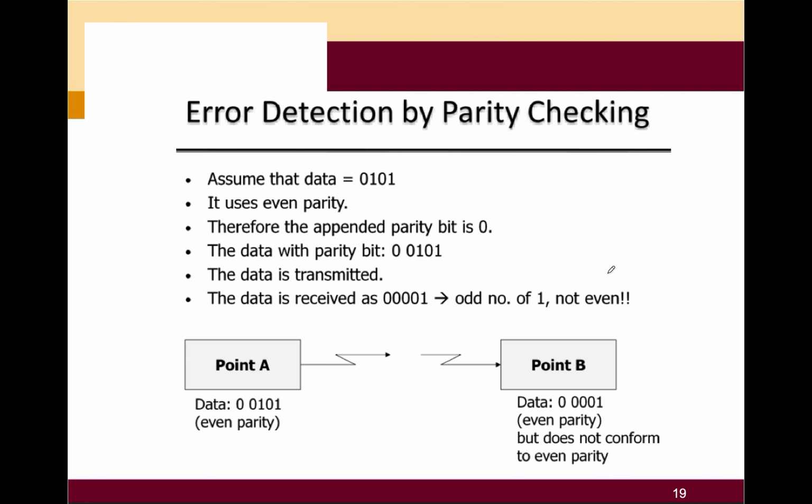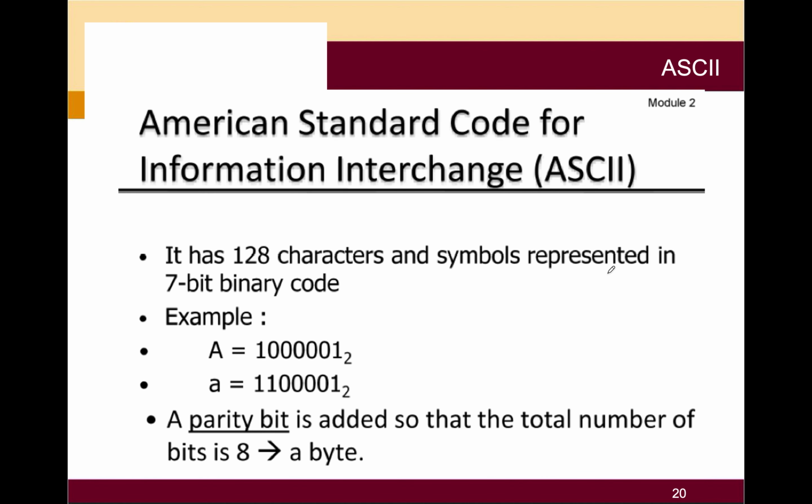And this one you can just go through, error detection by parity checking, whether it is even parity or maybe odd parity. And this is important with the ASCII code. That's why I want you to look into here.